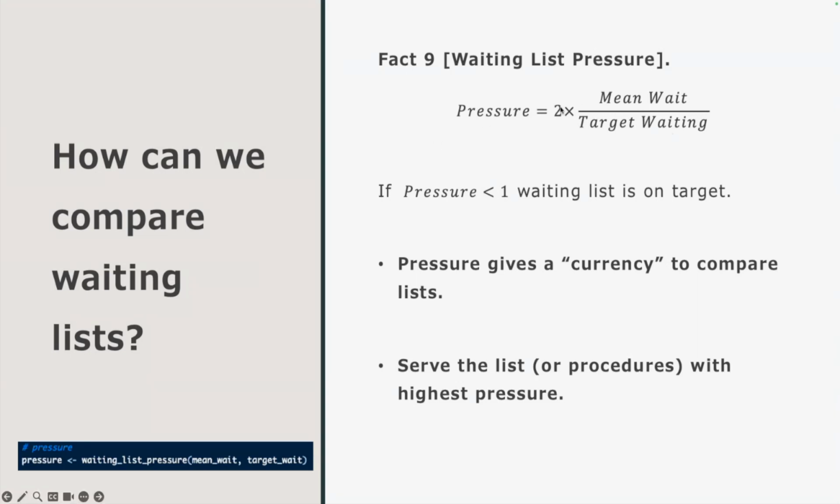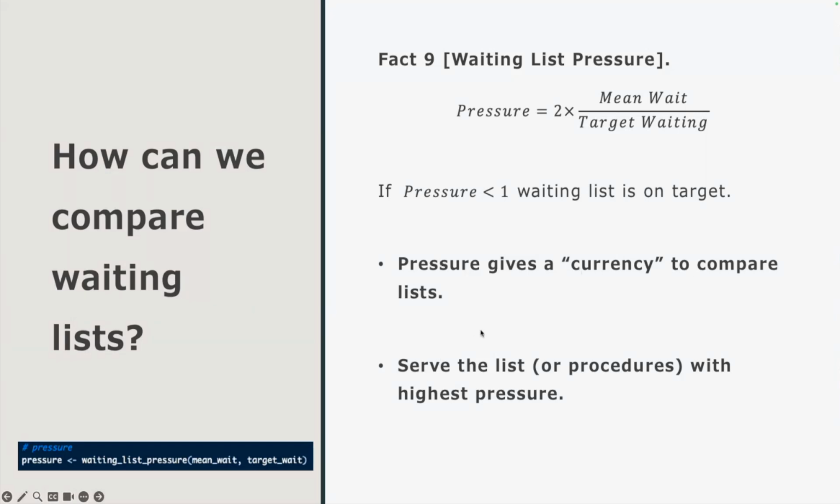And if we just multiply that by two, then essentially, if the pressure is less than one, this will mean that the waiting list is roughly on target. And if the pressure is bigger than one, then the waiting list is probably too long. But you can do this pressure calculation for any list or any combination of lists that you like, and it essentially gives you a currency to compare different lists.